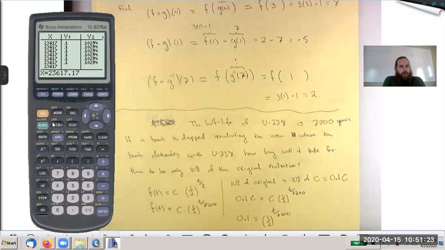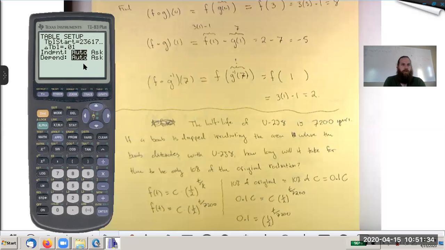So as I scroll down here now, y2 is still not really changing fast enough for me. Play around with these table settings. Say just 0.1.